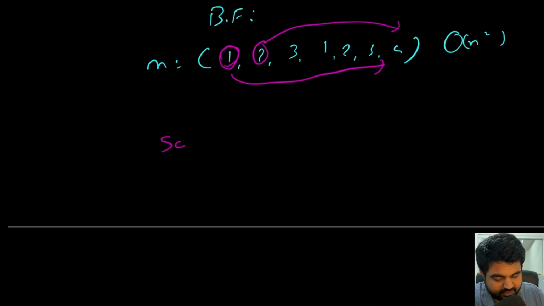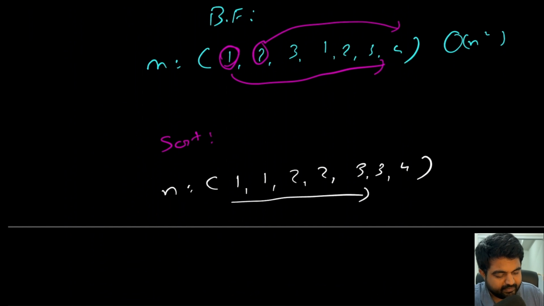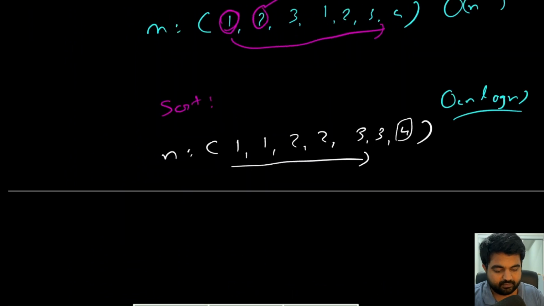The next approach is slightly simpler. We can sort the given input array, then iterate once and find the value that is only present once. So this approach would be better than the brute force, but this would still run in big O of n log n time complexity, so this is still not valid for us.